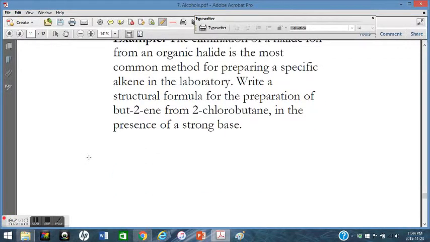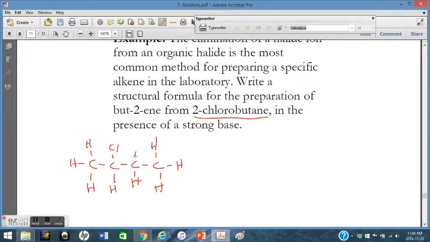Alright, so we have to start from 2-chlorobutane, so that's what we're starting with. 2-chloro. In the presence of a strong base, OH minus.